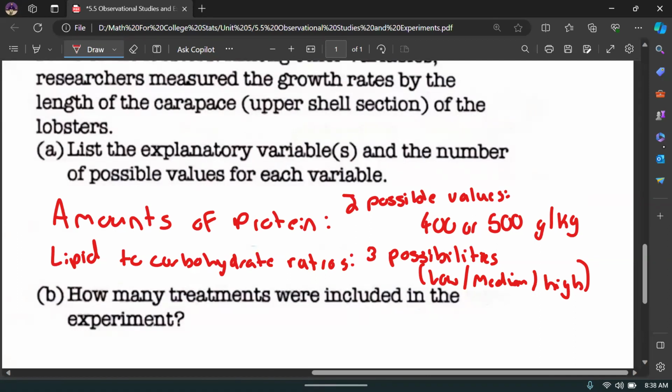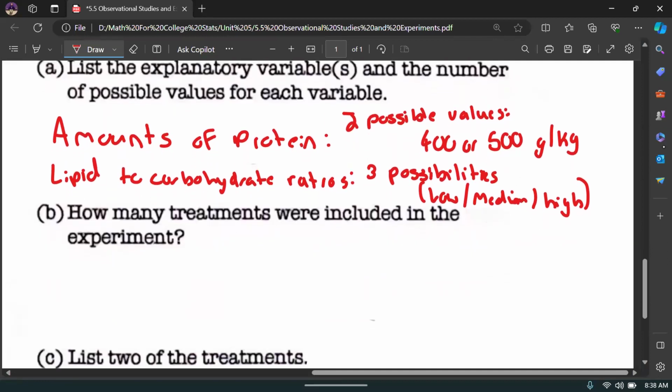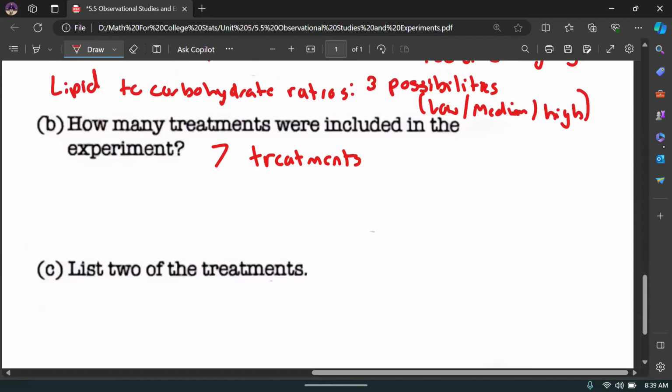So the next question is how many treatments were included in the experiment? So if you think about all the possibilities, right, there would be 7 treatments. And this is because the two values for amounts of protein would pair up with the 3 possible values for the lipid to carbohydrate ratios. So we're going to mention this next. It says list 2 of the treatments. I'm just going to go ahead and list all of them for you.